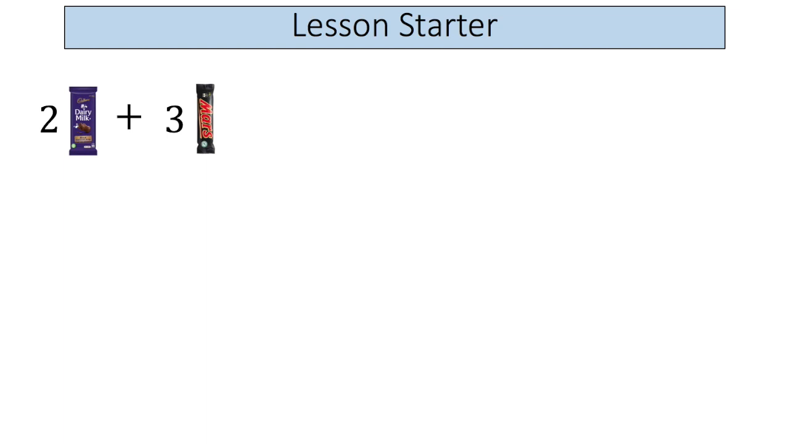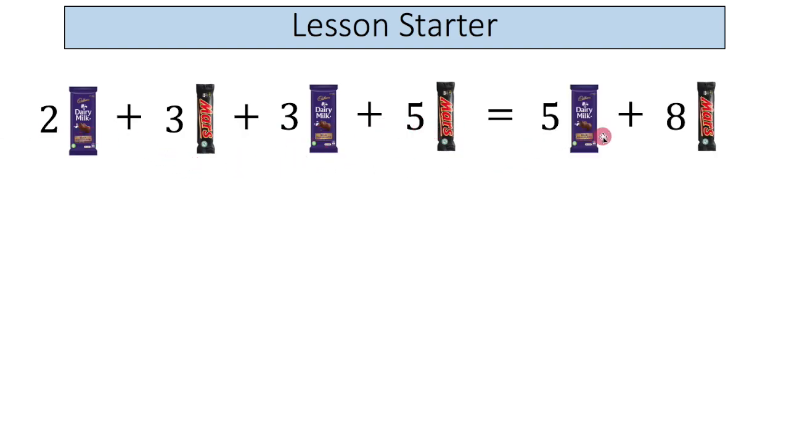So while I was standing in the line at the cash register, I picked up 3 more blocks of chocolate and 5 more Mars bars. Now, after I had paid, I looked at the receipt, and the receipt did not say that I bought 2 blocks of chocolate and 3 Mars bars and 3 blocks of chocolate and 5 Mars bars. Rather, it simply said that I had bought 5 blocks of chocolate and 8 Mars bars.